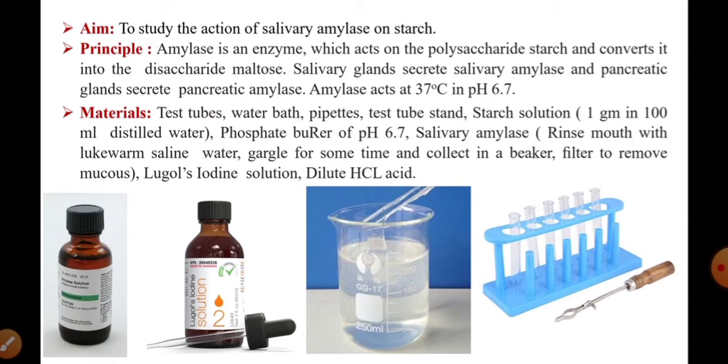Now, to start this experiment, we require some materials. Let us see what are the materials that we need. So, we need some test tube stands, water bath, pipette, and then we need the starch solution, we need salivary amylase, we need Lugol's iodine solution, dilute HCl, and phosphate buffer of pH 6.7. So these are the materials that we require. Now let us also see the procedure for this experiment.